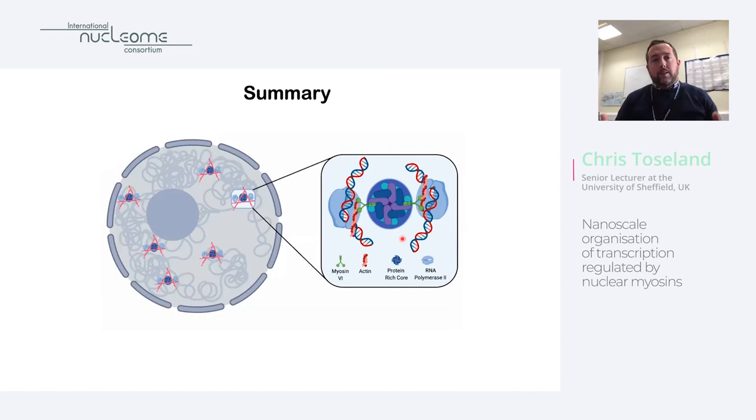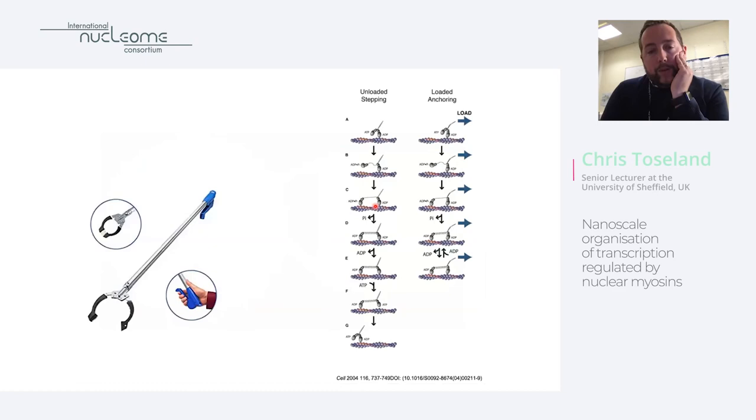We really wanted to test the idea of myosin 6 scaffolding or anchoring pol 2 directly. And so to do that, we wanted to perturb the myosin motor concept. Now, to briefly explain this to a non-myosin field, the best way is to think about a litter picker. So if you squeeze the handle, it closes the gripper and it holds on to whatever it's picking up very tight.